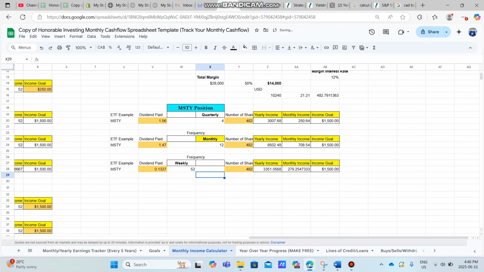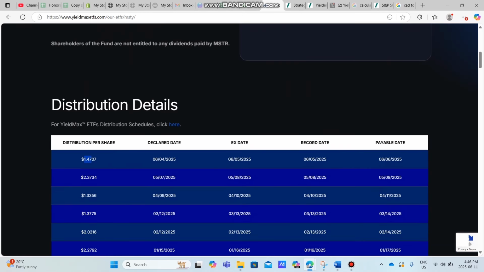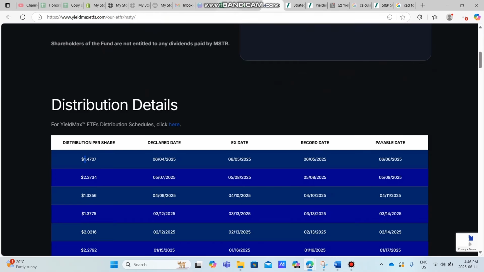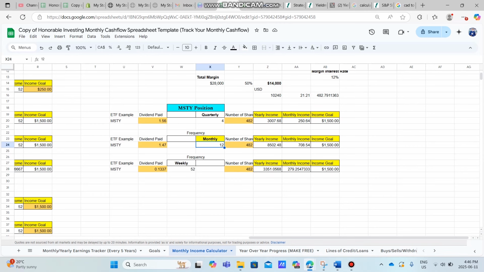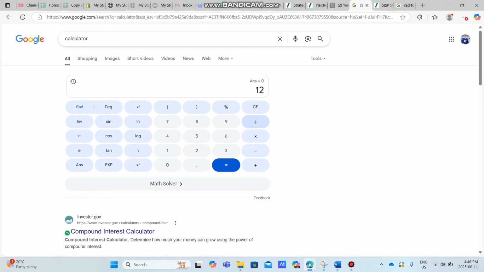This is our monthly income from Yieldmax. Yieldmax, oh my goodness, MSTY. What we can do here is go to the last dividend. We have $1.47. As you can see here, I've already put in $1.47 here for our monthly income, because MSTY pays a dividend once a month. Now, if we want to see how much we'll receive in a quarter, it's very simple. We do 12 divided by 4, which is our quarter, so we get 3.